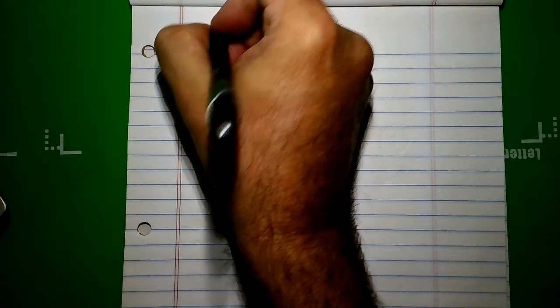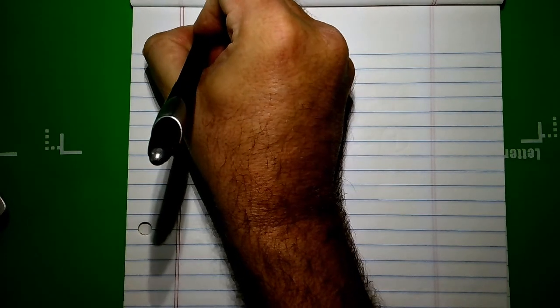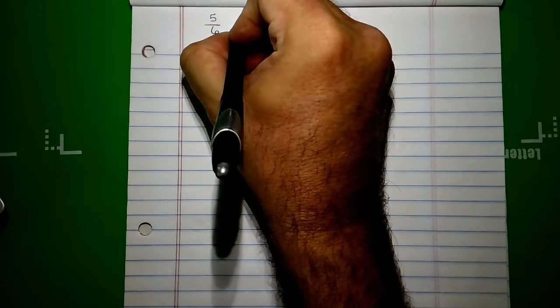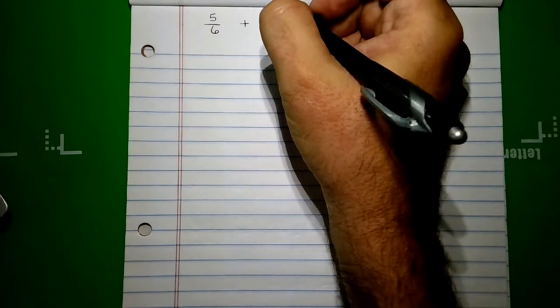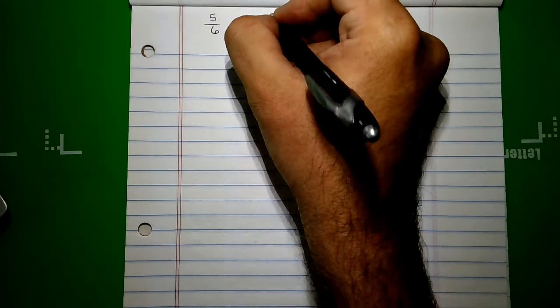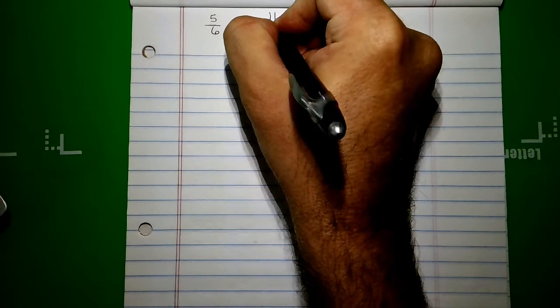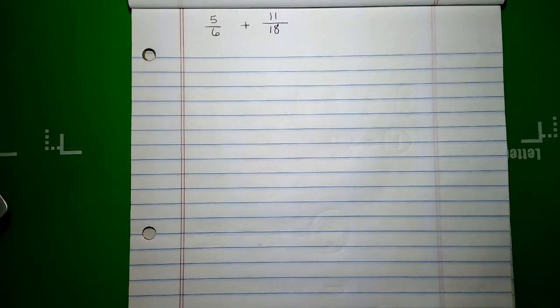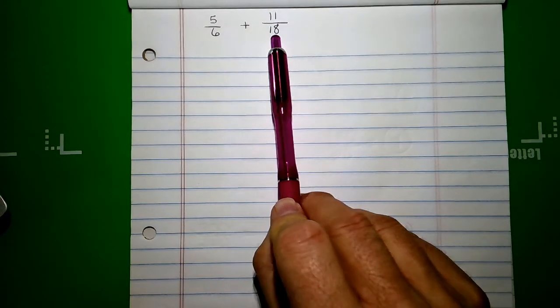Okay, let's do another one. Here's one: 5 over 6 plus 11 over 18. 5 over 6 plus 11 over 18. Notice, no common denominator. So we need to rewrite this problem so that we have the same number here and here.